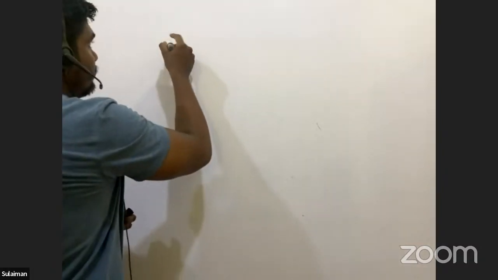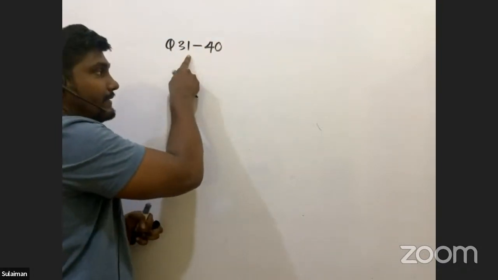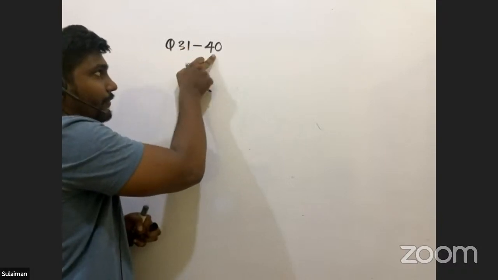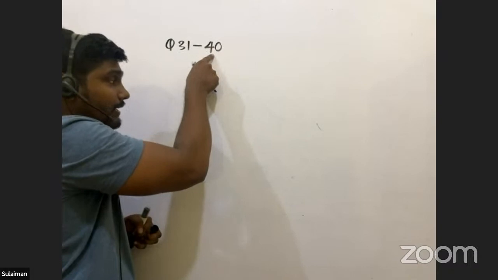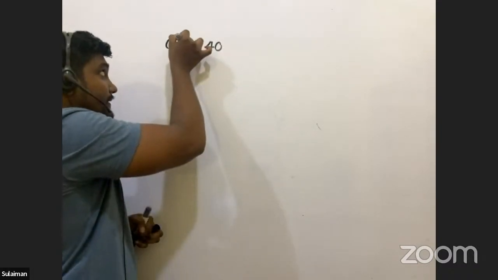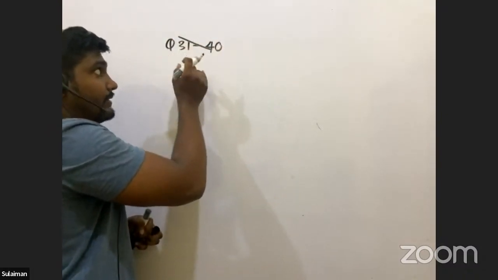Now, in that second paper, question number 31 to 40. These 10 questions are discussed in the previous paper. So therefore, I don't discuss 31 to 40. All the questions in 31 to 40 are discussed questions from target model paper 1. So therefore, I don't discuss these 10 questions. I will discuss the remaining questions.